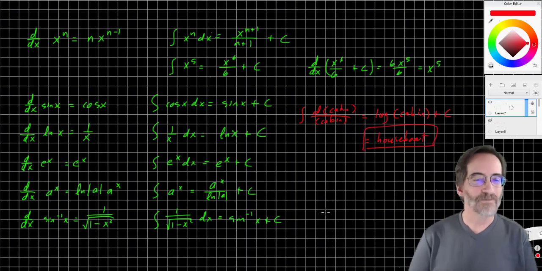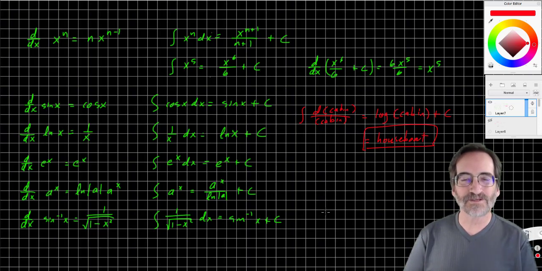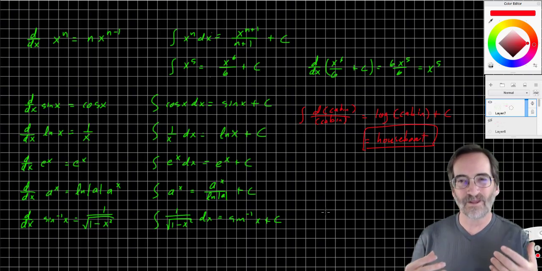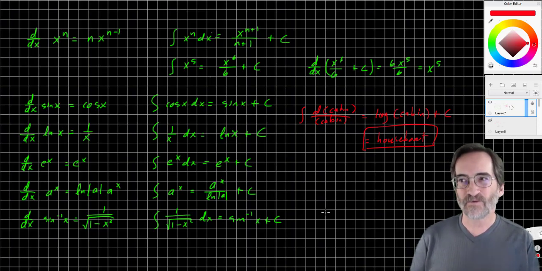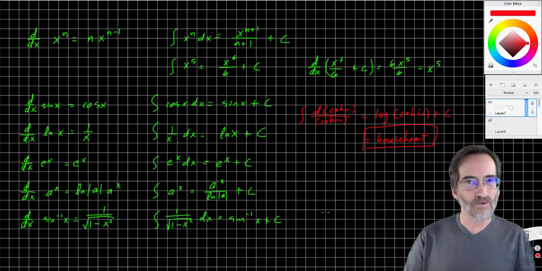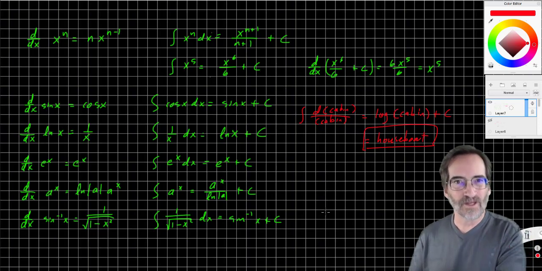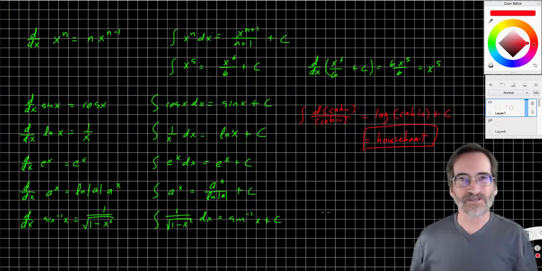Okay, so there you have it. I told you this would be a little shorter. This is just the idea that the integral is in fact the antiderivative, and we can find an indefinite integral by doing the derivative backwards, figuring out what derivative ends up here, and then adding a c, a constant of integration, to the whole function.